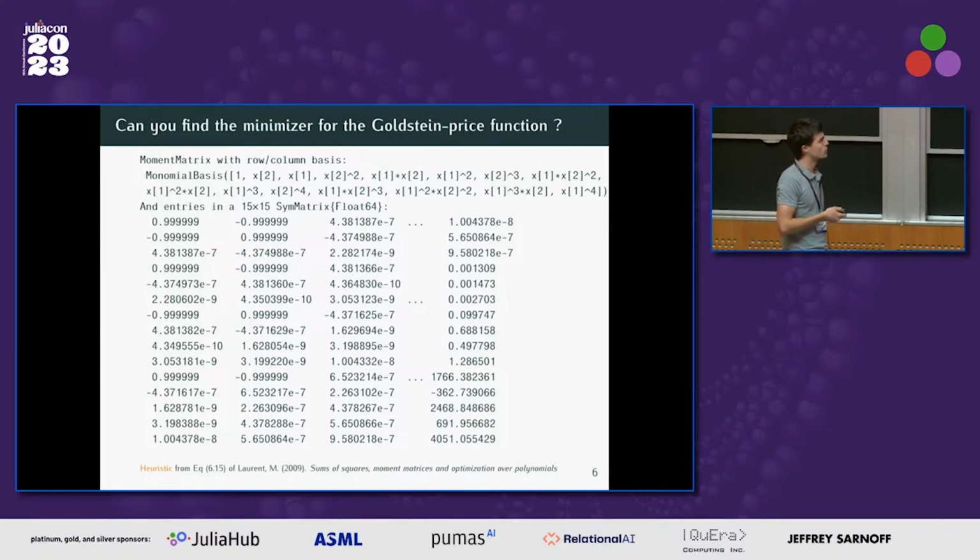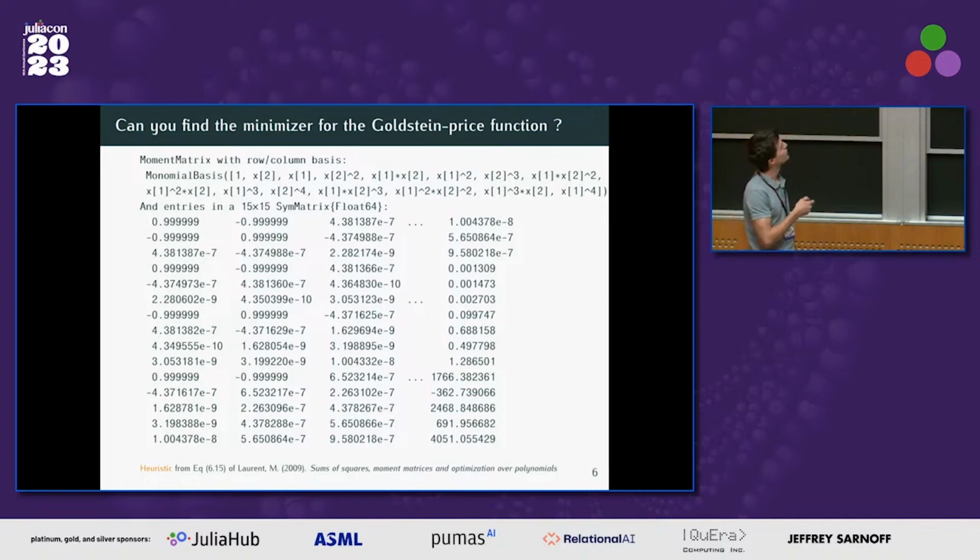Now, the rule of the game is that you should try to find some measure such that if you compute the moments of this measure according to all these monomials, you should get all these values. So can you guess the minimizer of the Goldstein-Price function from this matrix? You can.